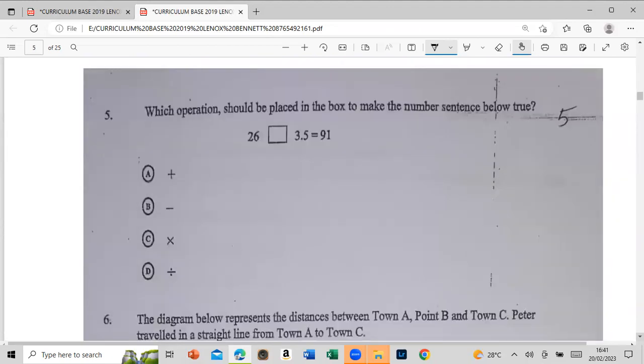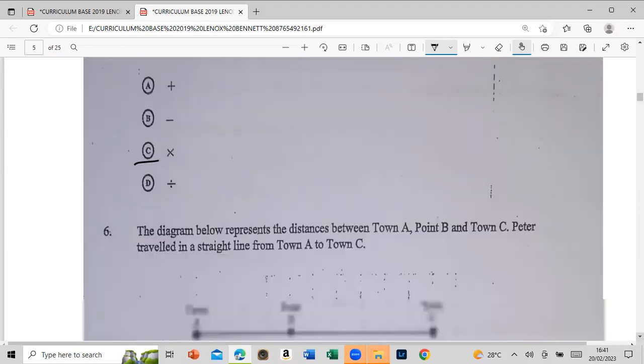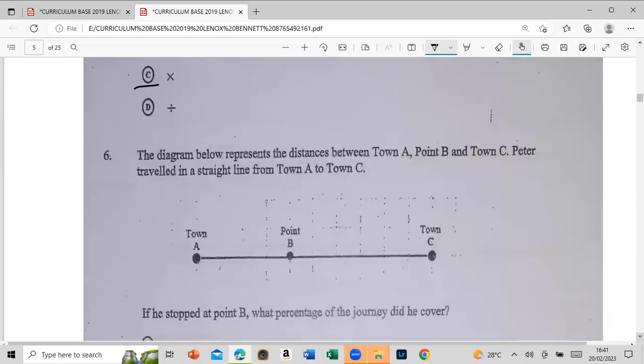Alright, this one says, which operation should be placed in the box to make the number sentence below true? It can be add, can be subtract, can be divide, right? So it is multiply. So it's 26 multiplied by that. Let's see. That one is a bit obvious. Alright, let's move on to question 6.